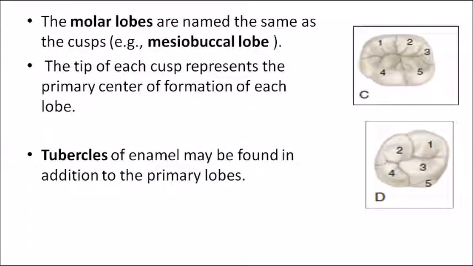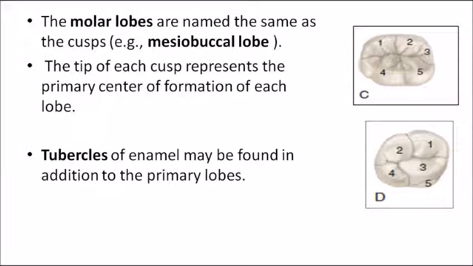So in case of molars, the developmental lobes or centers of formation are named the same as that of the cusp. That is, you have your mesiobuccal cusp, distobuccal cusp, mesiolingual cusp, distolingual cusp and finally your fifth cusp. So the molar lobes will be named the same as these cusps: the mesiobuccal lobe, distobuccal lobe, mesiolingual lobe, distolingual lobe and your fifth lobe.